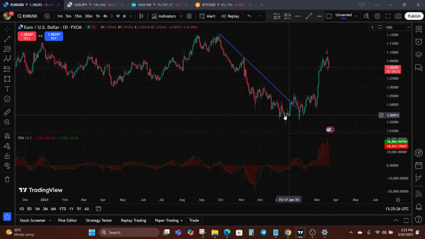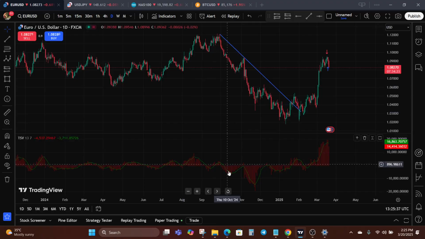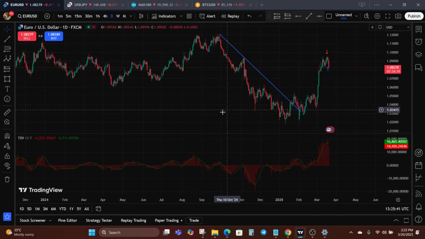So if price is rising but volume is decreasing, in that case it could show a weakening trend. But so long as you have the volume increasing in the direction of the trend, it shows that the trend is strong. Now, one of the most critical aspects of TSV is spotting volume spikes.